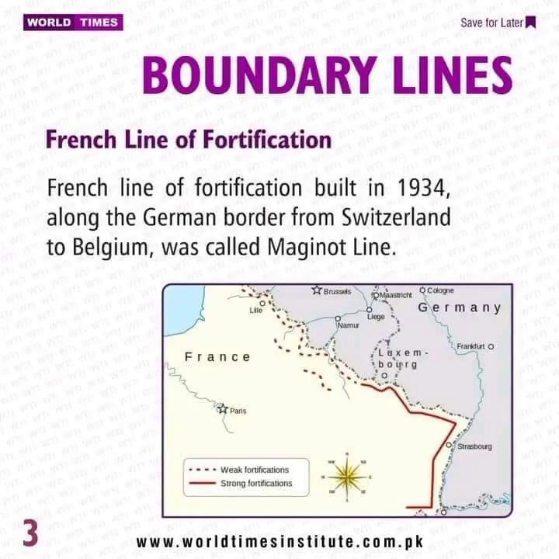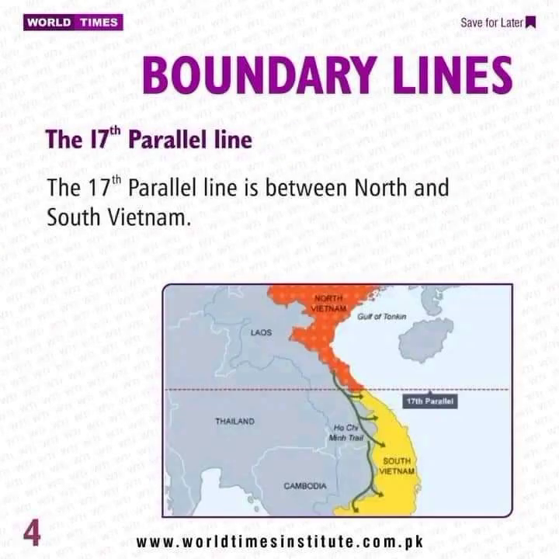Then the third boundary line is the French Line of Fortification. The French line of fortification built in 1934 along the German border from Switzerland to Belgium was called the Maginot Line. Then the fourth line is the 17th parallel line. The 17th parallel line is between North and South Vietnam.